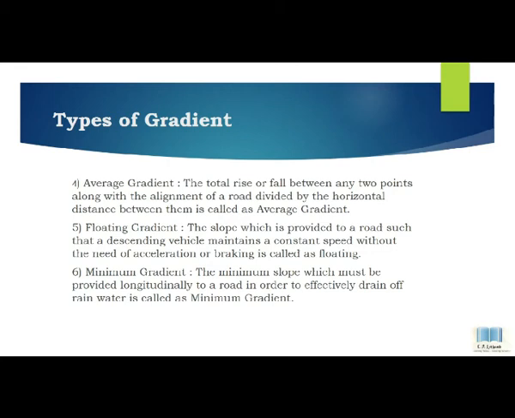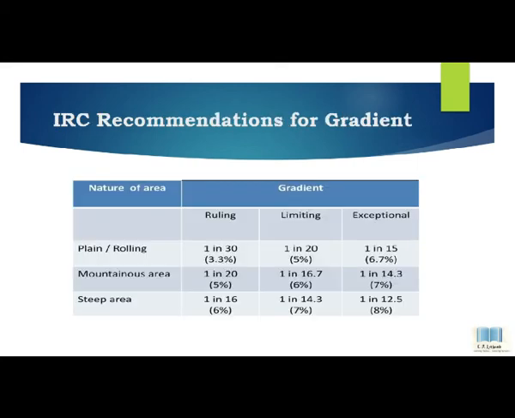Then the last type of gradient is minimum gradient. The minimum slope which must be provided longitudinally to a road in order to effectively drain off rainwater is called minimum gradient. The gradient which can be provided to drain out the water from the surface of the road is called minimum gradient. Okay, so these are the types of gradient. Hope you all get the gradient and types of gradient.